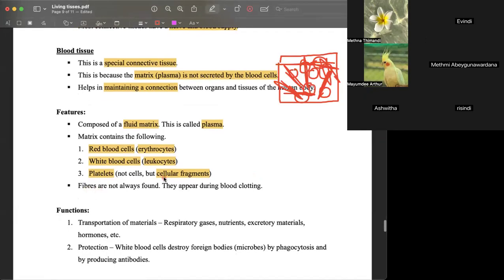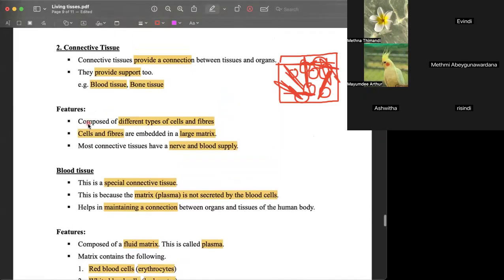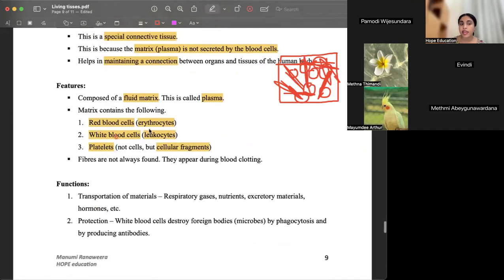Fibers are not all. Now, look, connective tissues overall commonly have a feature: they are composed of different types of cells and fibers. Normal connective tissues have fibers. What about blood? Blood has them too, but they don't appear all the time. Fibers are not always found. They appear only during blood clotting.